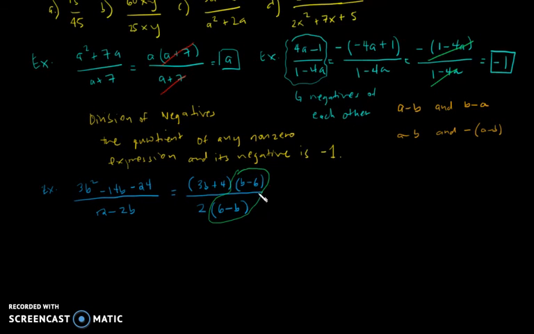So you have here b minus 6 and 6 minus b. Again, these are what we call the negatives of each other. So therefore, all we have to do is to factor out the negative sign here. So this will become negative 3b plus 4, and that gives you 6 minus b all over 2 quantity 6 minus b. Now, as you can see, after factoring the negative sign, we can cancel out 6 minus b.